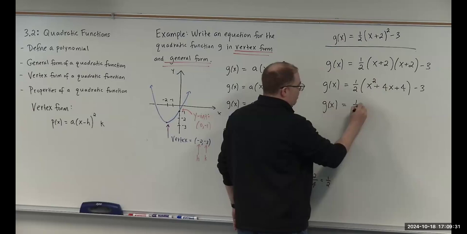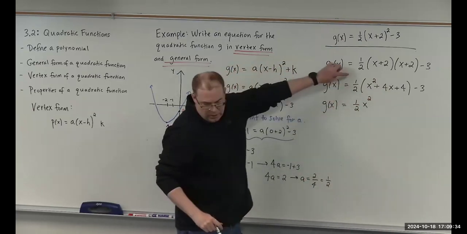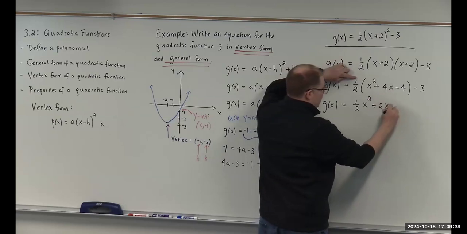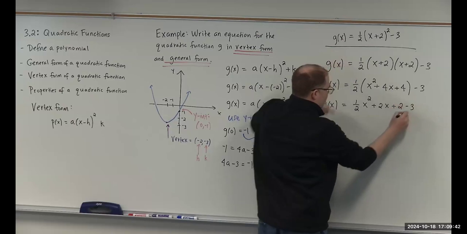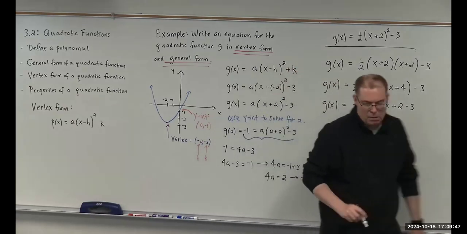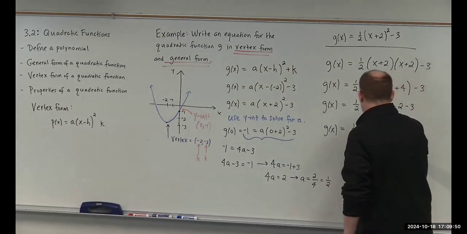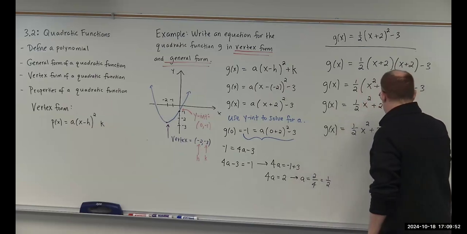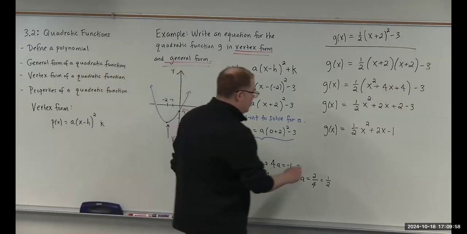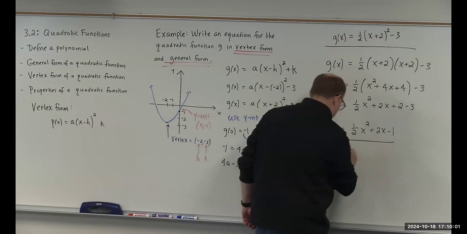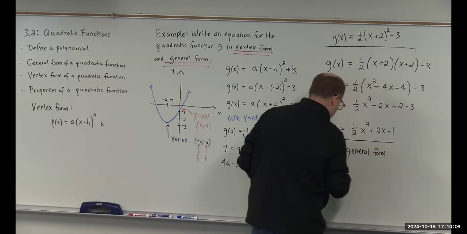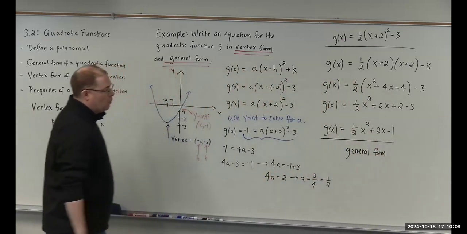And then we distribute the 1 half. So we get 1 half x squared. 1 half times 4x is 2x. 1 half times 4 is 2, minus 3. And therefore we get 1 half x squared plus 2x, and then 2 minus 3 is minus 1. And there's our general form. That's the general form of a quadratic function.